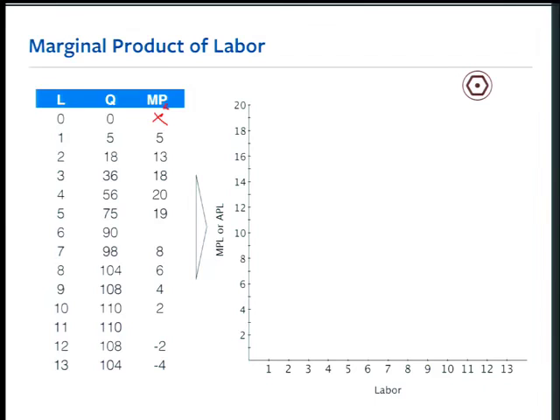Let's do one more boring one, and then let's check our understanding. How about 3 to 4, all right? You go from 36 units of output, you add one more worker, you go to 56, so your marginal product is 20, all right? So I've mapped this here. Whoa, Max, there's one missing. How did this happen? Well, we can fill it in, right? So 4 to 5 is 56 to 75, which is 19. 5 to 6 is 75 to 90. What's the marginal product? 15, right?